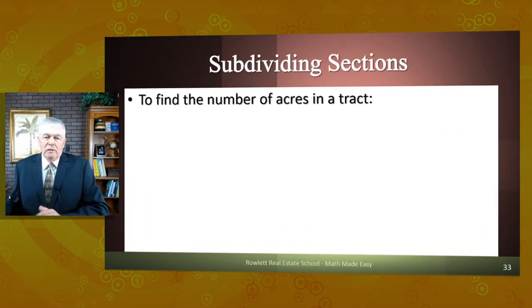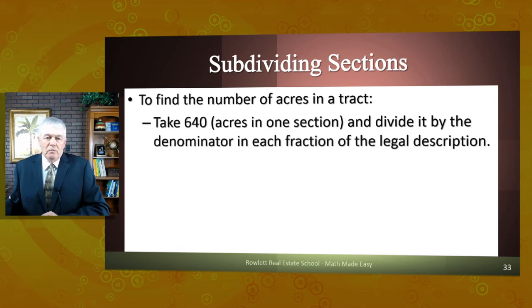Now we're going to find the number of acres in a tract. We're going to learn how to figure that. So always start with 640 acres. That's how many acres is in one section. And divide it by the denominator of each fraction in the legal description.